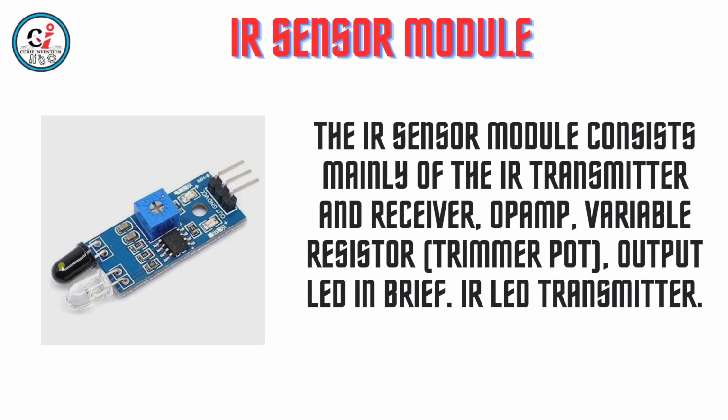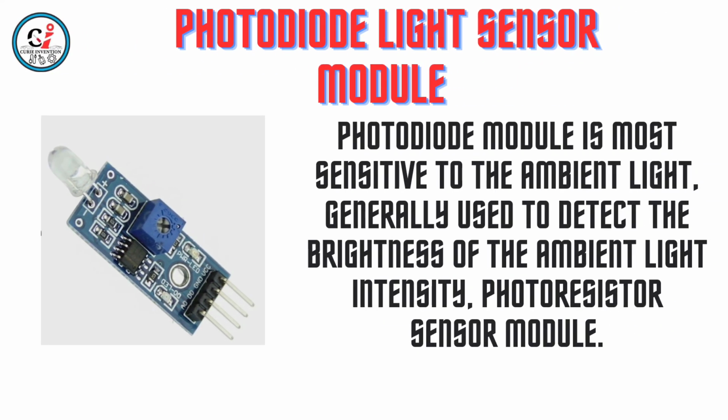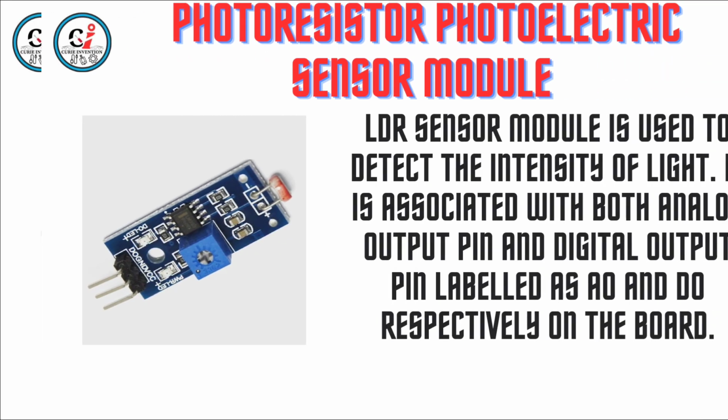IR Sensor Module. The IR sensor module consists mainly of the IR transmitter and receiver, op-amp, variable resistor, output LED in brief. IR LED transmitter. Photodiode Light Sensor Module. Photodiode module is most sensitive to the ambient light, generally used to detect the brightness of the ambient light intensity.